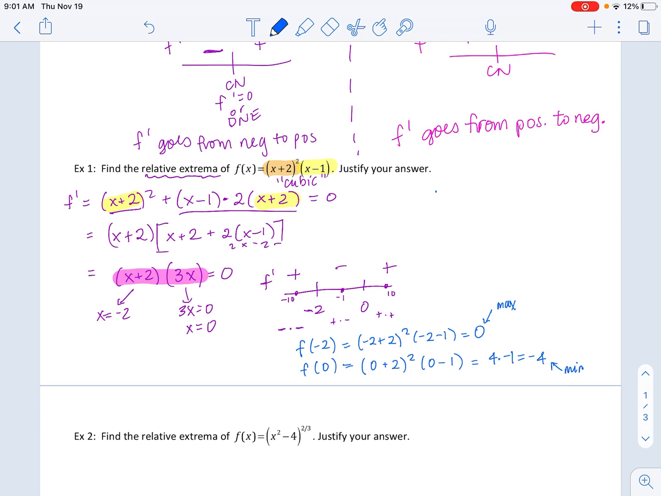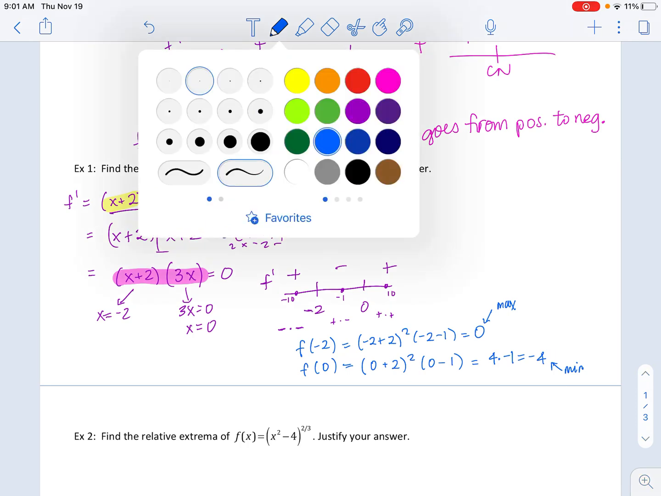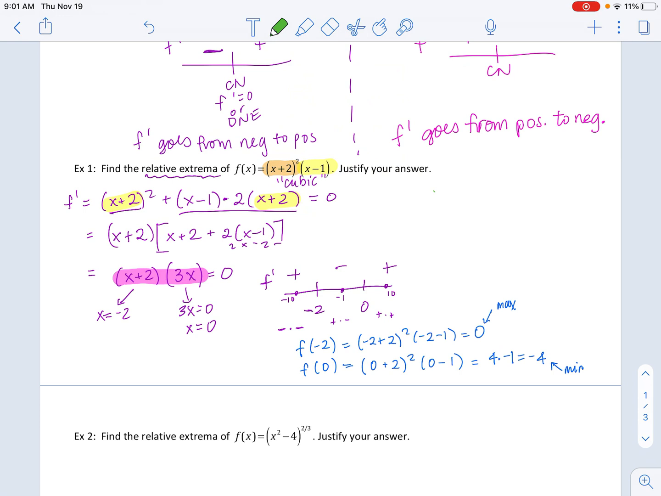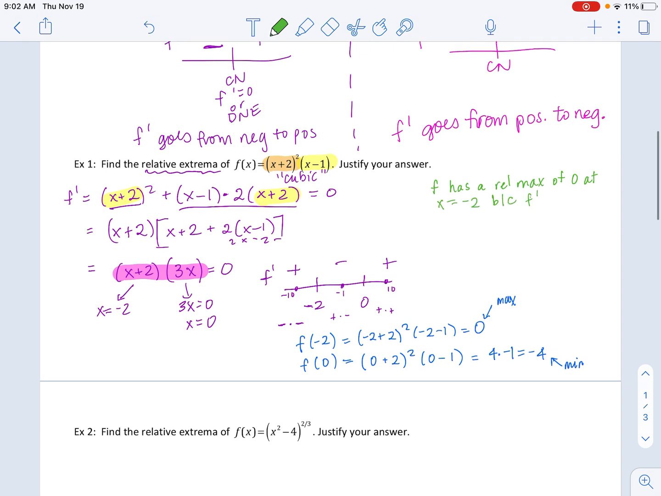Okay, so I guess I'm going to go up here. Actually, let's justify in green. So I'm going to say f has a relative maximum of 0 at x equals negative 2 because f prime goes from positive to negative. Okay, I'm using the word "of" to describe a y value, and then "at" describes the x value.